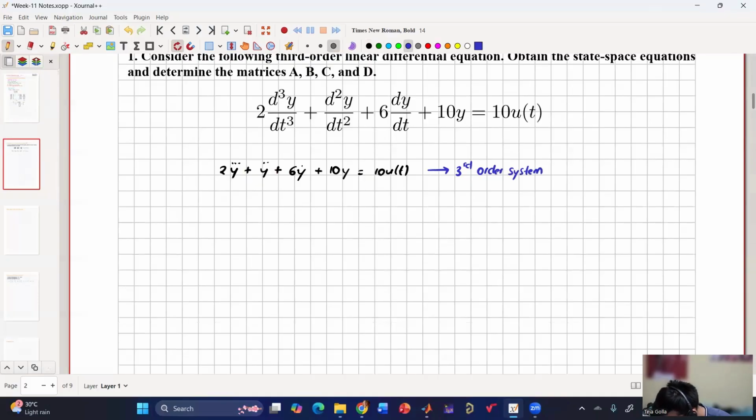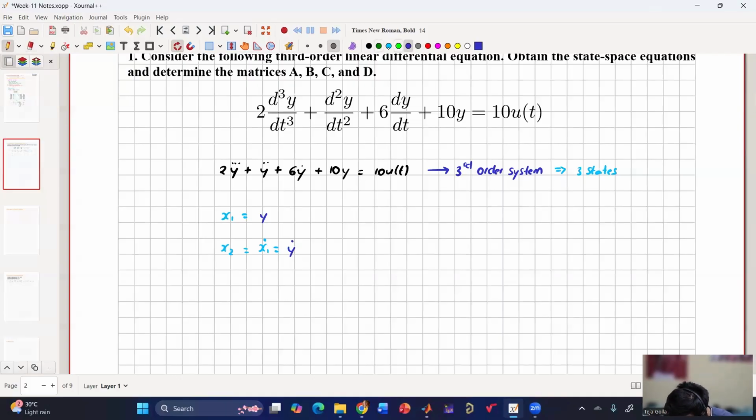Third order system, which means three states are to be chosen. So every time we'll choose in this way. The first state x1, I'm choosing it to be y. And then the other states will be derivative of those. So x1 is y, x2 is x1 dot, which is equal to y dot. So this is y, this is y dot.